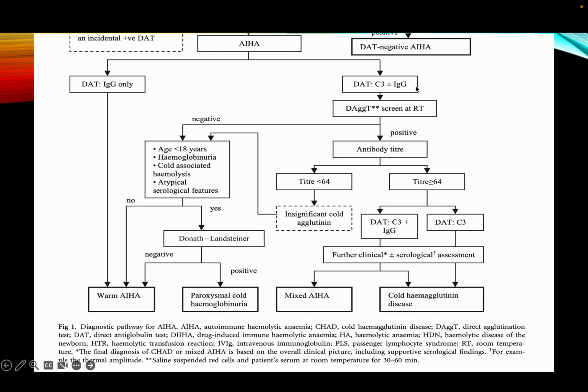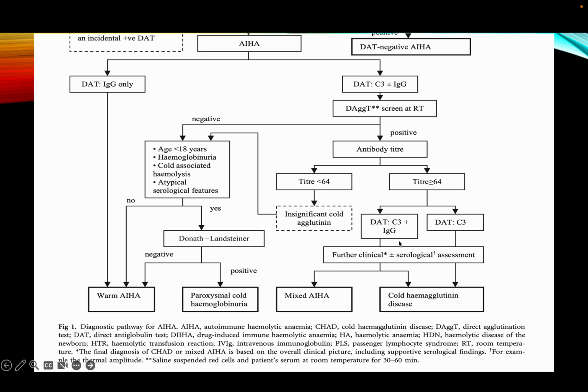Then you do the cold agglutination test for the detection of cold autoimmune hemolytic anemia. Then you take the antibody titer. If it is less than 1:64, that is insignificant cold agglutinins, so you should look for other causes. If it is more than 64, then you again check the direct antiglobulin test, either C3 or C3 plus IgG. If it is positive only for C3, that means IgM is utilizing that C3, and you label it as cold agglutinin disease.